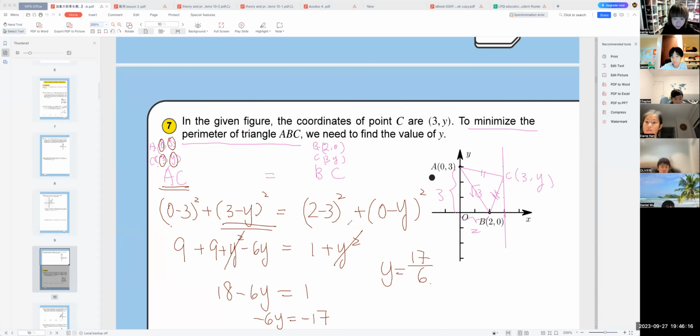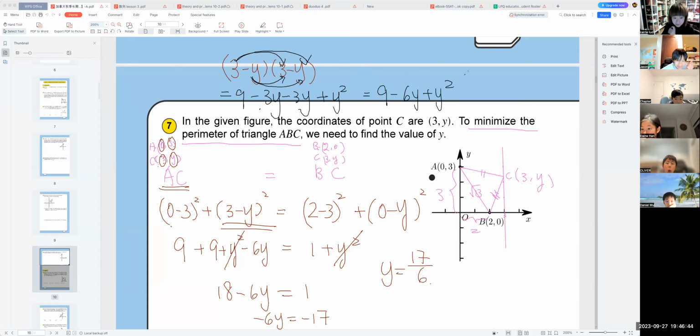If you don't know how to do this part, you can ask me to just do it for you. So 3 minus y times 3 minus y. Just do 3 times 3 equals 9. 3 times negative y equals negative 3y. And negative y times 3 equals negative 3y. And negative y times negative y equals positive y squared. So negative 3y and negative 3y added together give 9 minus 6y plus y squared.